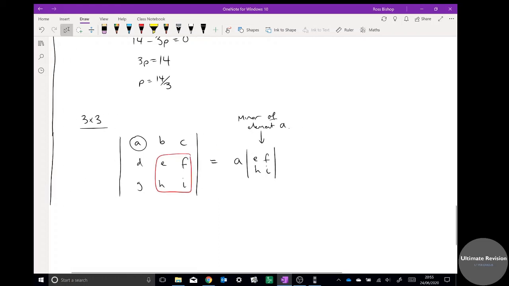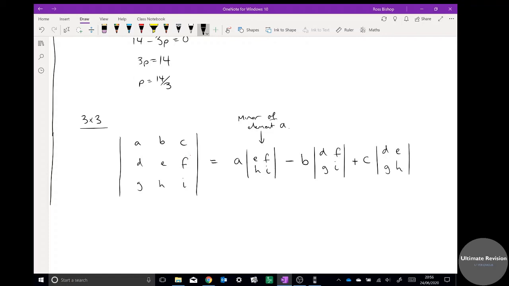Now we don't just stop there. That's not the whole matrix. We have to go along the whole top row, and the second term is negative, which is annoyingly confusing. So it's going to be B. Now to get the minor of B, we cross out the row and the column it's in, and we're left with D, F, G, I. It's got to be in the right orientation. Okay, so that's B done. And then I do the same for C, but C is a plus. So it's C, and then the minor matrix of C is D, E, G, H. That's what you'd work out.